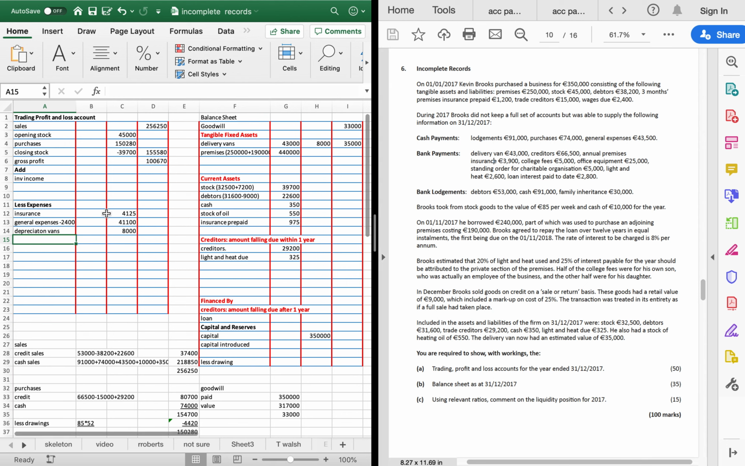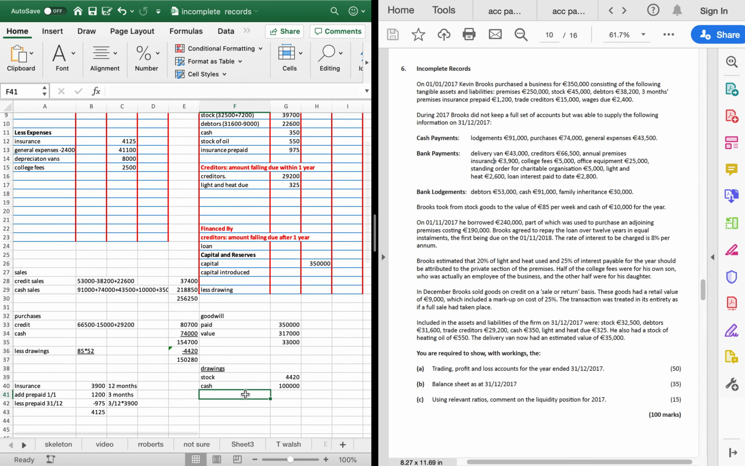Creditor 66.5 I've done. Insurance I've done. College fees is next. And we know college fees is an expense in general. However, there's pretty much always drawings on it. So the college fees is 5,000, but if we go down to the bottom, it says half of the college fees was for his own son, who was an employee in the business. That means it's for his work. The other half is for his daughter. That implies she wasn't an employee of the business. So 2,500 of it is an expense, and 2,500 of it is drawings.